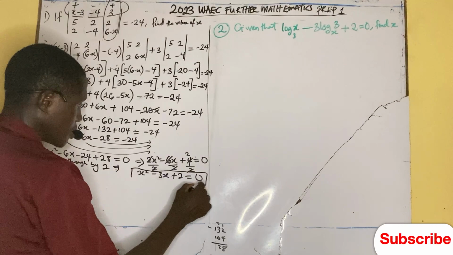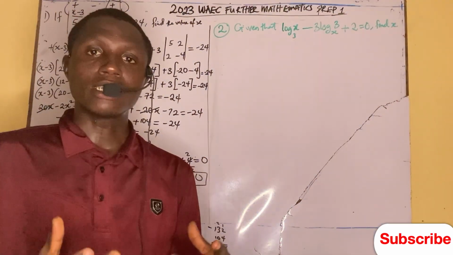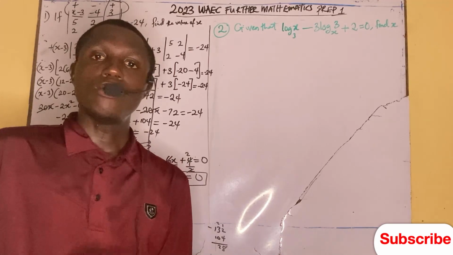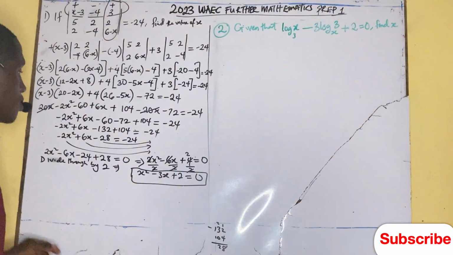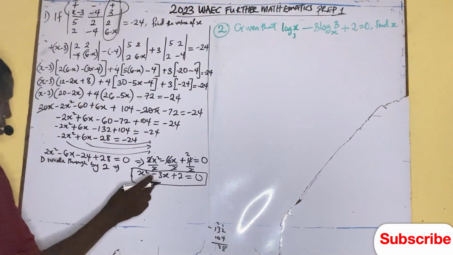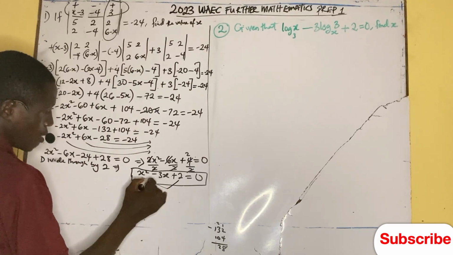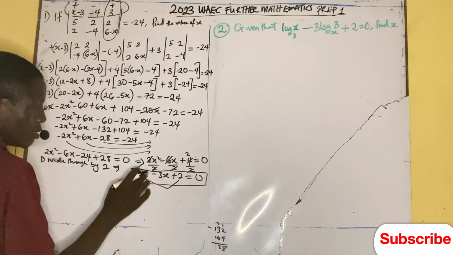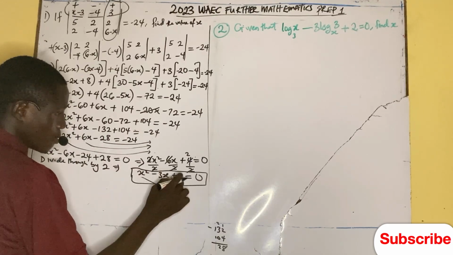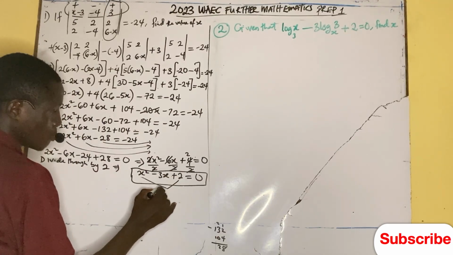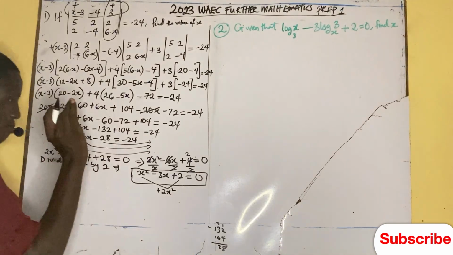Please note that a quadratic equation can be solved using the quadratic formula, or you can use the completing the square method. But let's use the factorization method. You are going to multiply the first entry and the last entry, which is x squared times plus 2, so it's going to be plus 2x squared. That's the first thing to do.